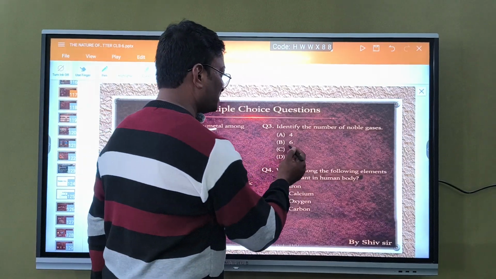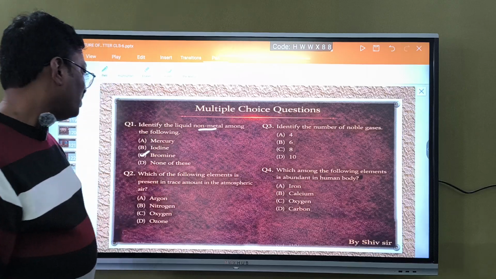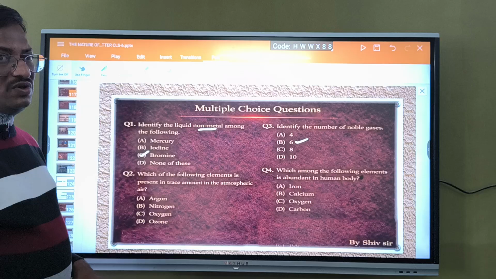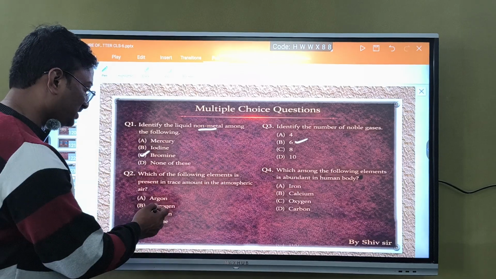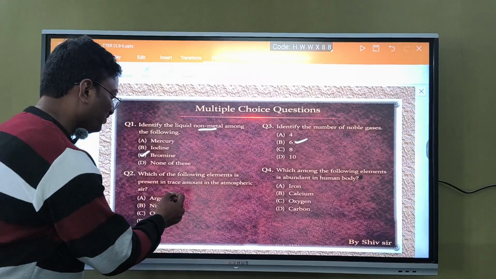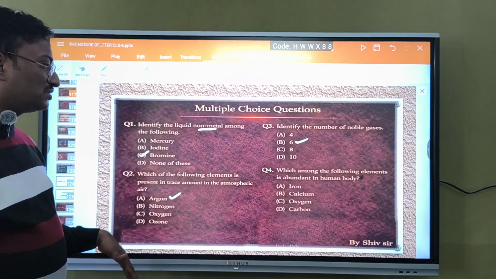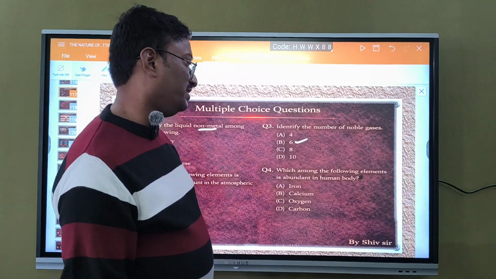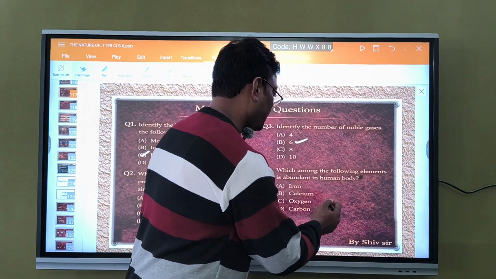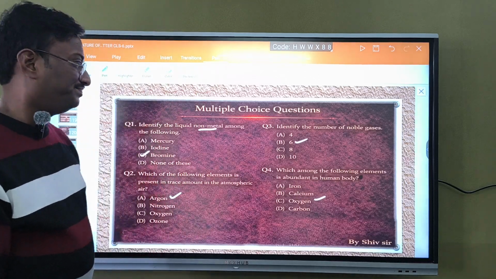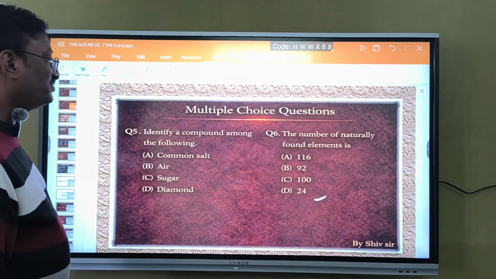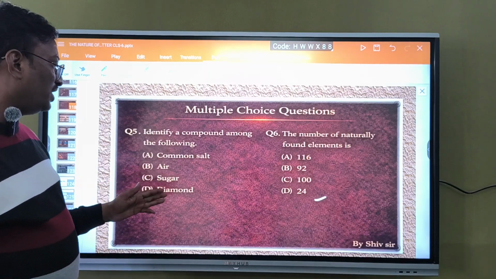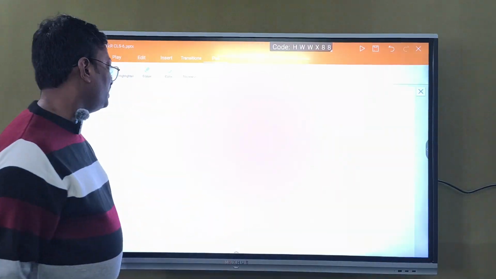Identify the number of noble gases. It is actually 6. Which of the following elements is present in trace amounts? Trace means small amounts. That is generally the inert gases, which is argon, not nitrogen, not oxygen, not ozone. Which among the following elements is abundant in the human body? Oxygen is abundant in the human body. Identify the compound among the following: common salt, air, sugar, diamond. Common salt is a compound here.